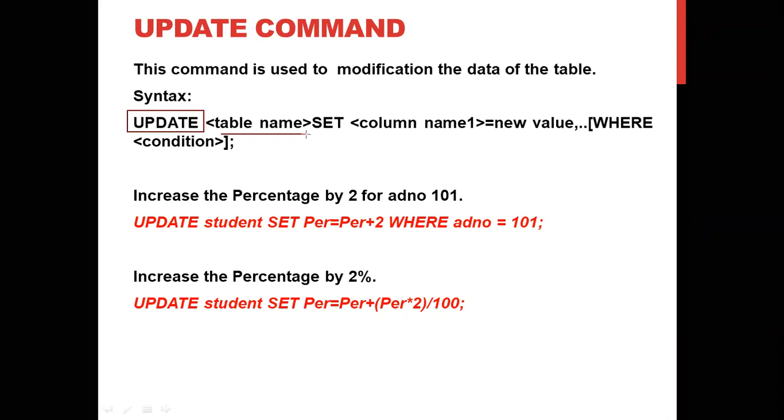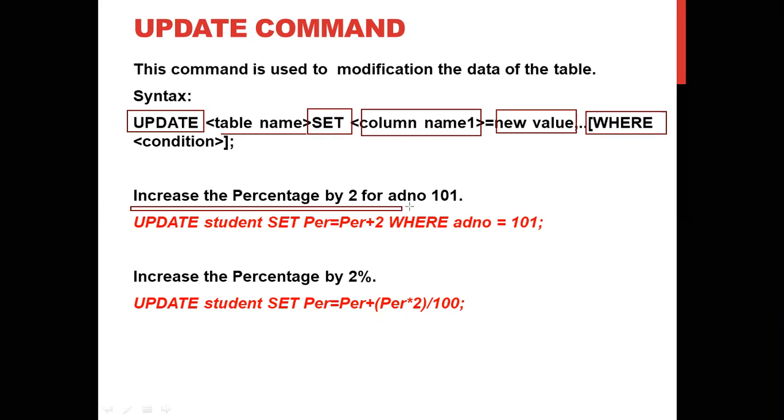Now the syntax. UPDATE is a keyword, then the table name whose data we want to change, then SET, again a keyword. This is the column where we want to change, this is the column name, this is the new value, then the WHERE condition. For example, increase the percentage by 2 for roll number or admission number 101.